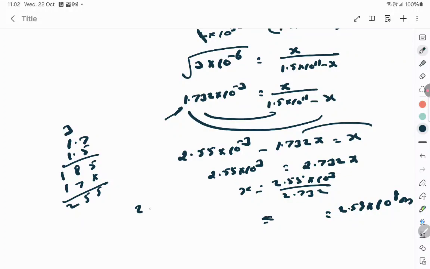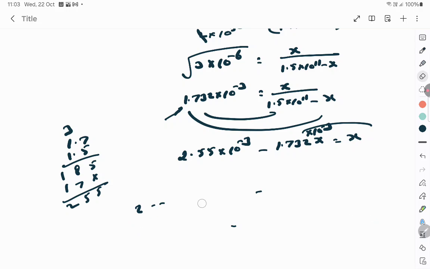What would this become? 2550 by 2.732. Still not getting anywhere closer to this answer. Yeah, 1.732 into 10 to the power minus 3. I forgot that. So make sure that you're correcting it. I'm sorry. So then take all the x together.